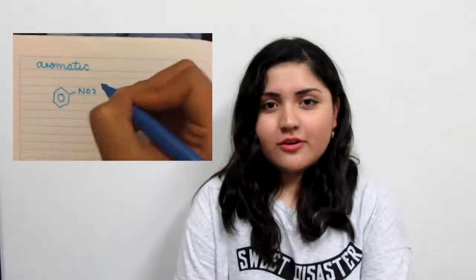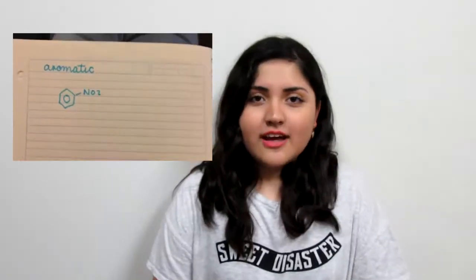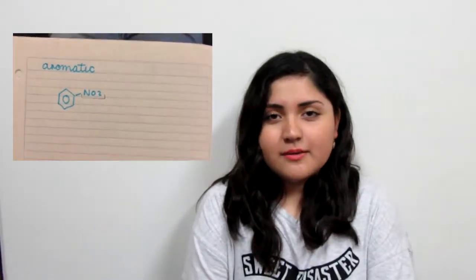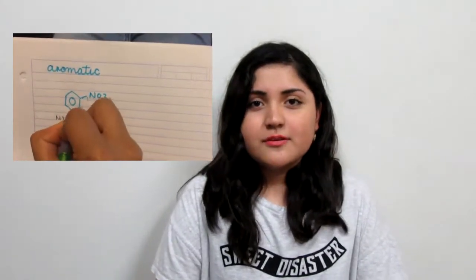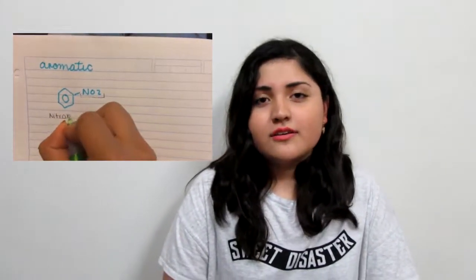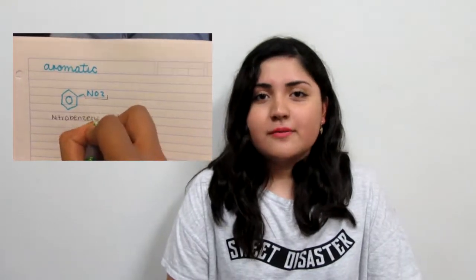Aromatic compounds are named depending on their number of substituents. If it only has one substituent, you write its name plus benzene. If it has two substituents, you have two options: use the simplest numbers or use the prefixes ortho, meta, and para. And if it has three or more substituents, you only write the lowest numbers.